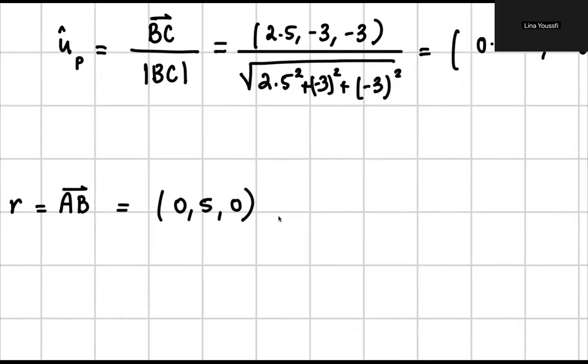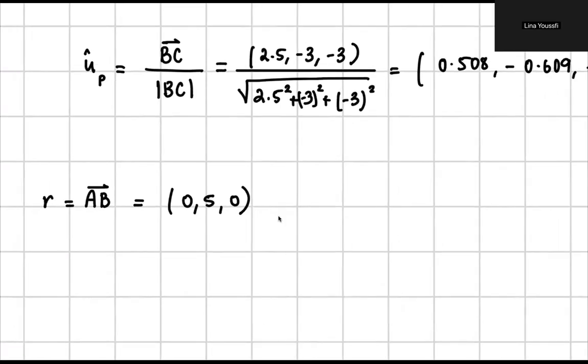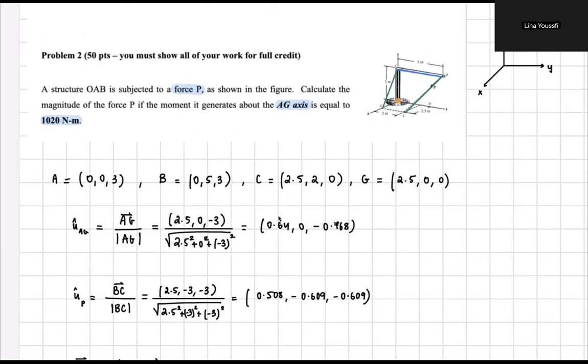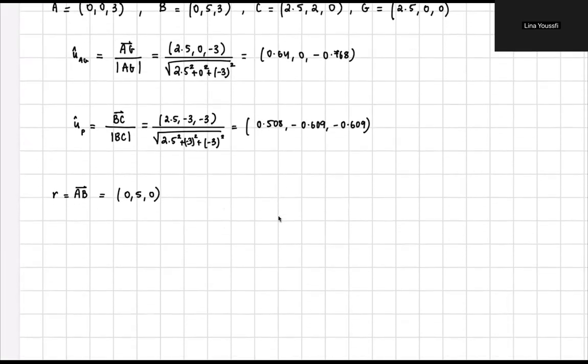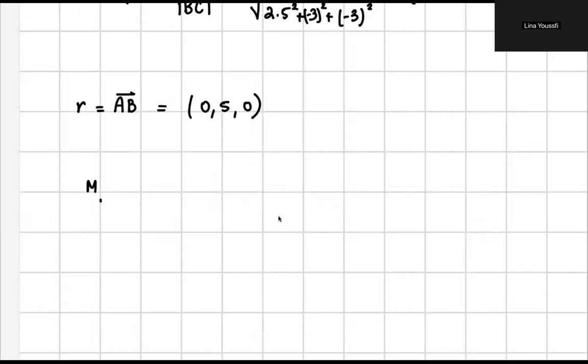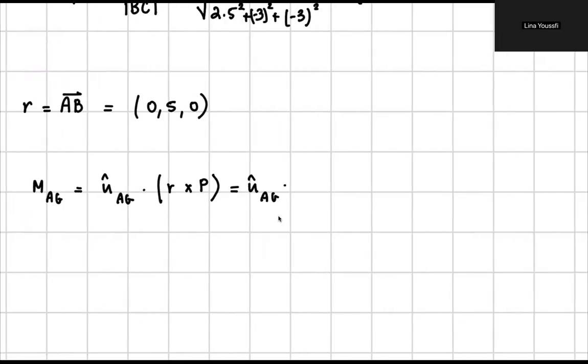So now we're going to calculate the moment about the axis AG, which is what they want us to find, but we need to eventually solve for the force P. In order to take the moment about this axis AG, we need the unit vector AG dotted with the position vector R crossed with the force, which is the P force with the unit vector of the P force, in which direction it's basically acting.